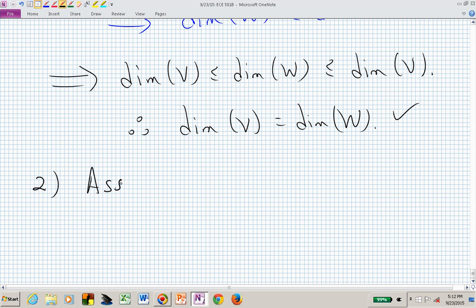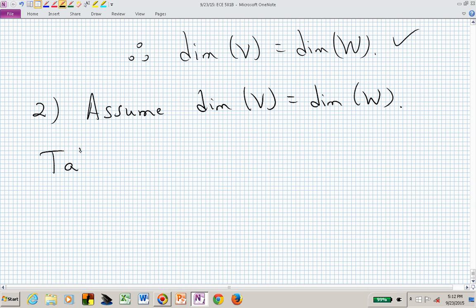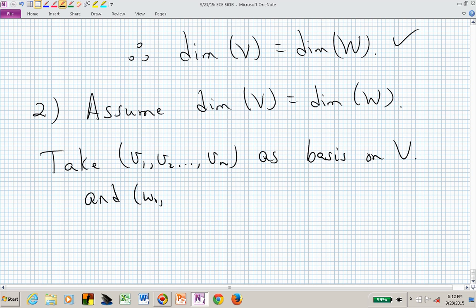Now let's look at the second direction. Assume that the domain and codomain have the same dimension. The dimension of V is equal to the dimension of W. And now let's take our basis vectors V1 to V sub n as a basis on V, and W1 through W sub n as a basis on W.